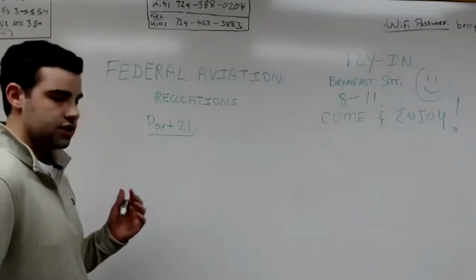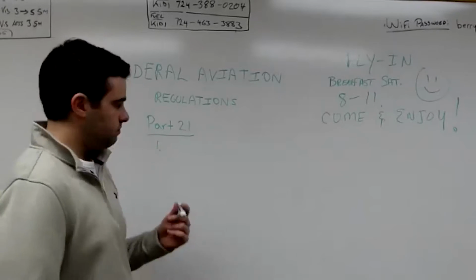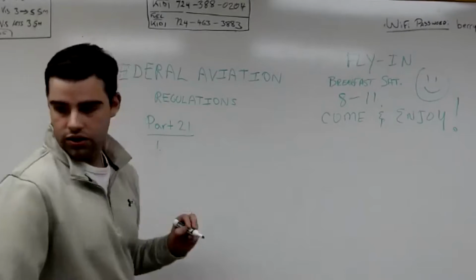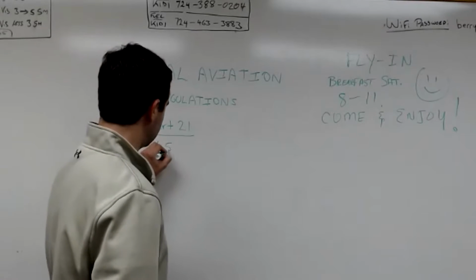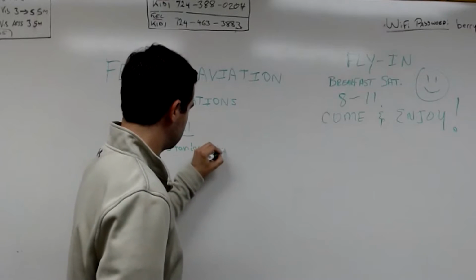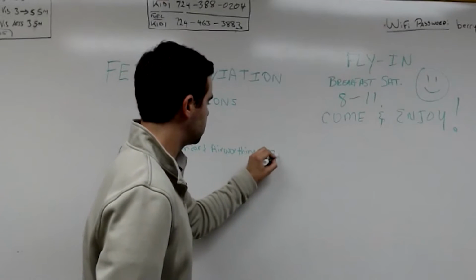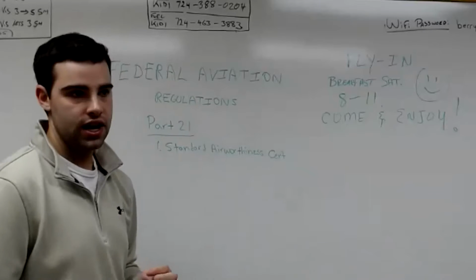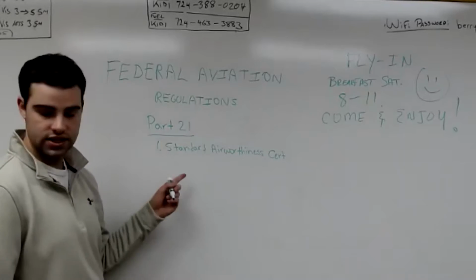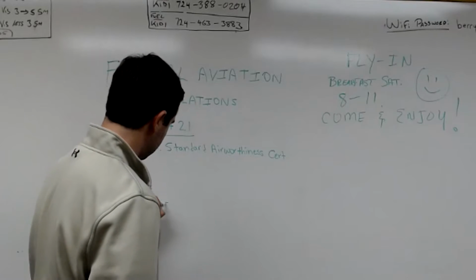Okay, so basically it describes the category of airplane. So you have what's called a normal category, utility category airplane. And all that's going to fall under what's called a standard airworthiness certificate. Now, every airplane that you fly out there legally has to have an airworthiness certificate from the FAA. And there's two types of them. There's a standard one, like I mentioned, and then there's a special airworthiness certificate. So I'll write this one down here.